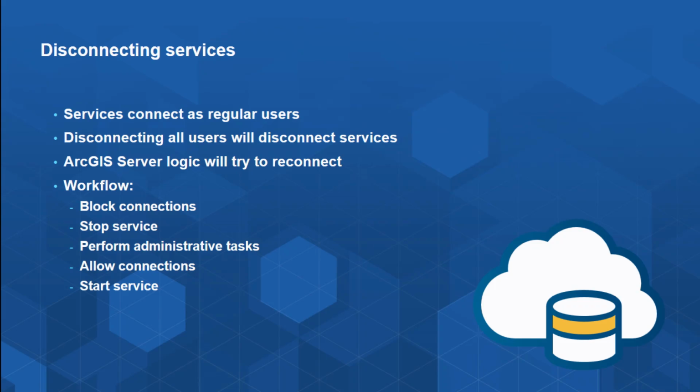ArcGIS Server has logic in it that will try to reattempt to connect. So if you do not block new connections, you then disconnect all users, eventually ArcGIS Server is going to start trying to connect again. So really, if you're going to be working with services and you do need to disconnect all users for whatever reason, you want to block connections, because ArcGIS Server will continue to try to connect, and then may get locks on your data or whatever you're trying to avoid Server doing.